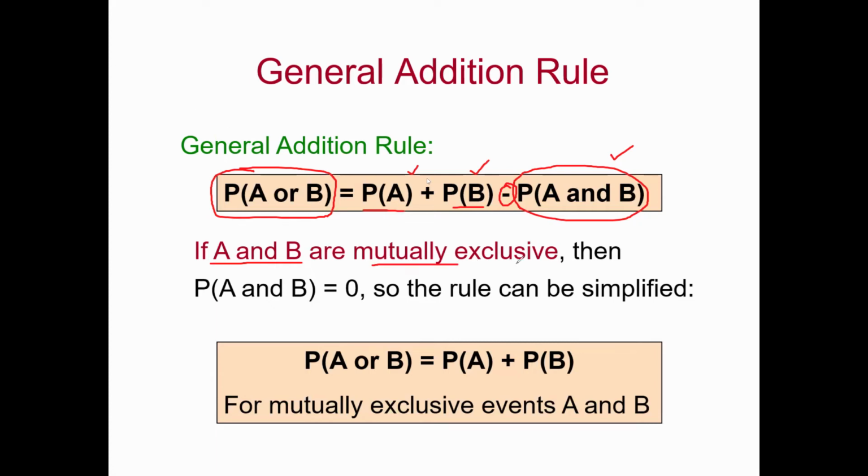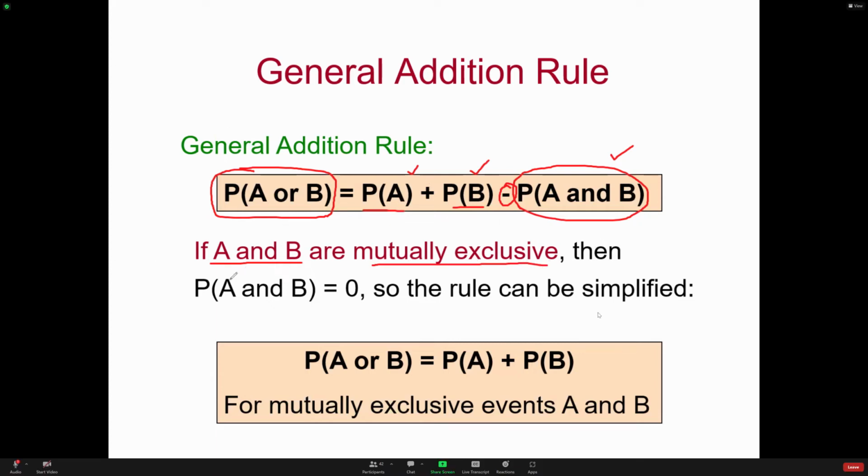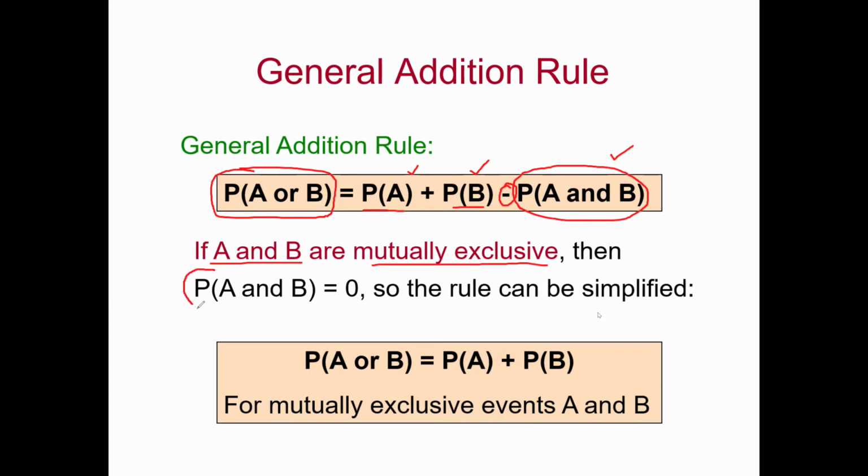Mutually exclusive events. When you're dealing with mutually exclusive events, the probability of A and B will be 0. So the total probability of A and B will be 0. When the events are mutually exclusive, the addition rule can be simply: probability of A or B will be probability of A plus probability of B. This rule is important, and you need to pay attention to it.